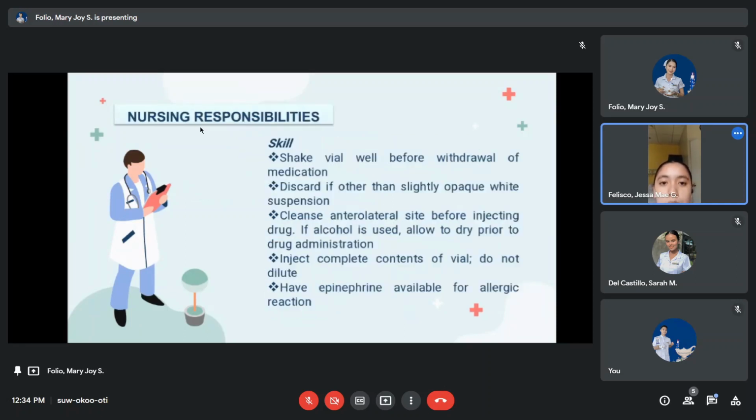Next slide, please. For the nursing responsibilities, we have: shake vial well before withdrawal of medication, discard if other than slightly opaque white suspension. Another is cleanse anterolateral site before injecting drugs. So if alcohol is used, allow to dry prior to drug administration. Next is inject complete contents of vials, so do not dilute. And lastly, have epinephrine ready for allergic reaction.